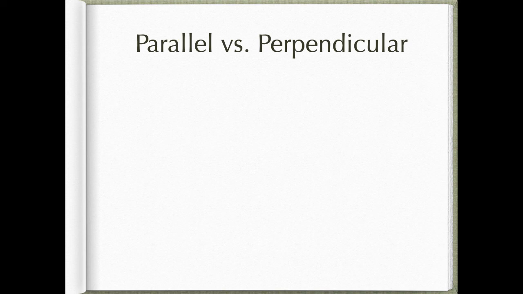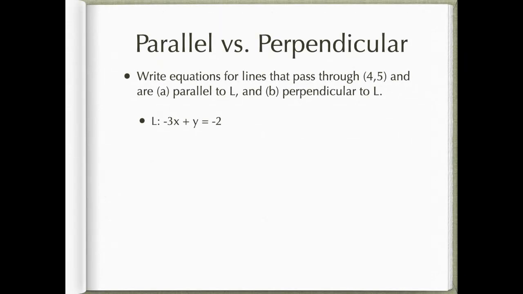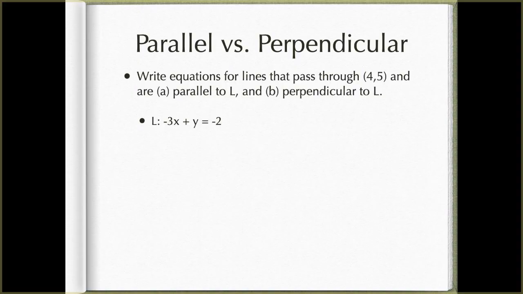All right, so going back to parallel and perpendicular lines, you should remember parallel lines have the same slope. Perpendicular lines have opposite reciprocal slopes. So if we are given an equation, L is negative 3x plus y equals negative 2, and it's given that we're going through this point (4, 5), we want to write a parallel and perpendicular line. So the first thing we need to do is find our slope. And the easiest way to do this is to rewrite our equation into slope-intercept form. Move the negative 3x over, and we get y equals 3x plus 2, so our slope, m, is 3.